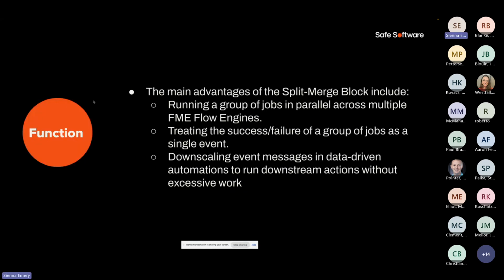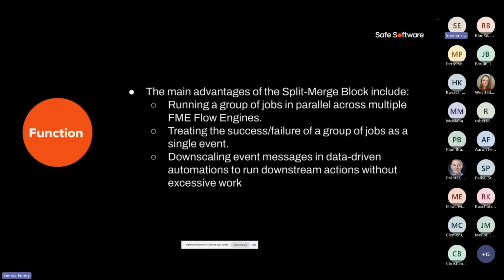According to our documentation, the main function of the split merge block is if you're running a group of jobs in parallel across multiple FME Flow engines. So you're using the split merge block in conjunction with our queue control. You can run lots of workspaces in parallel across multiple engines, and then you can treat the running of all these jobs as either a single success or failure event.